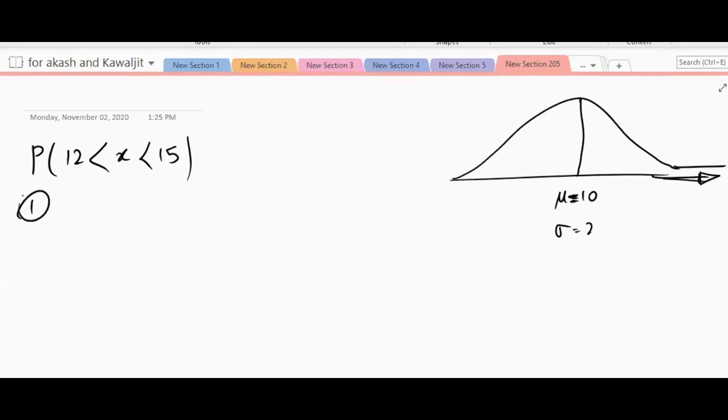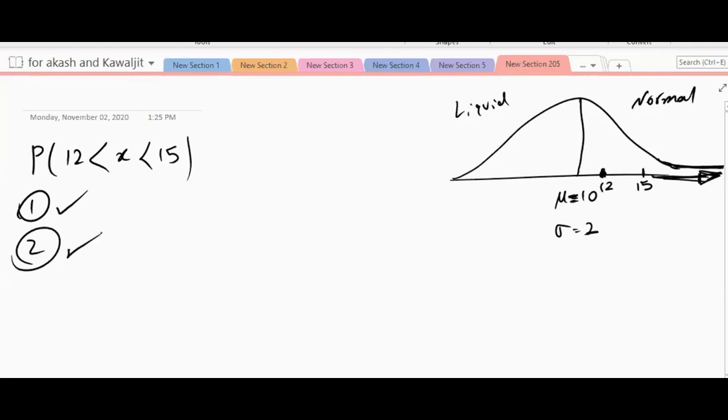What is the first step? Annotate. Okay, so I say this is a normal distribution. It's the distribution of a liquid. Okay, done. What is step two? Identify points of interest. One is 12, and the other one is 15. These are the points of interest. Notice that both of them are bigger than 10. 10 is also a point of interest.